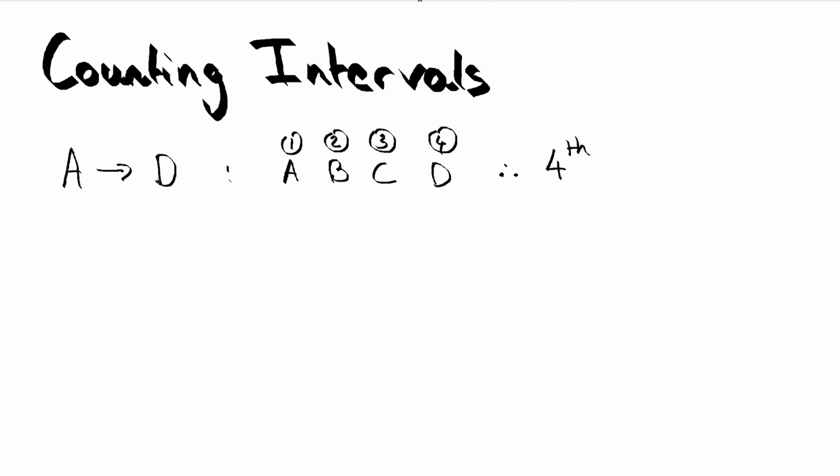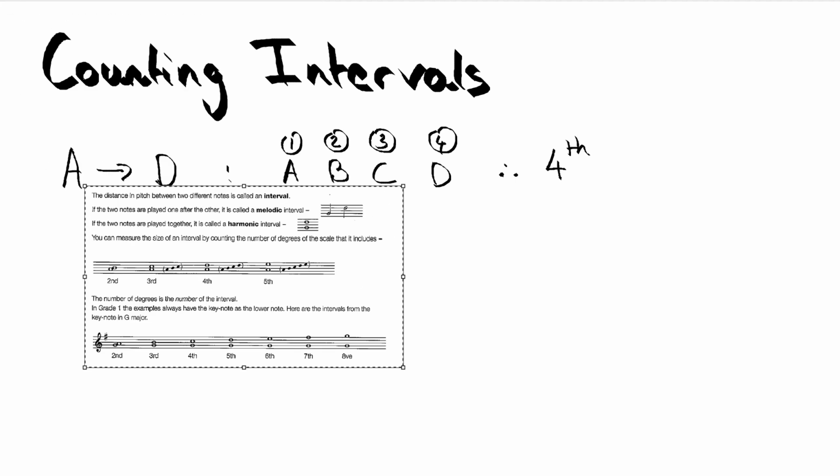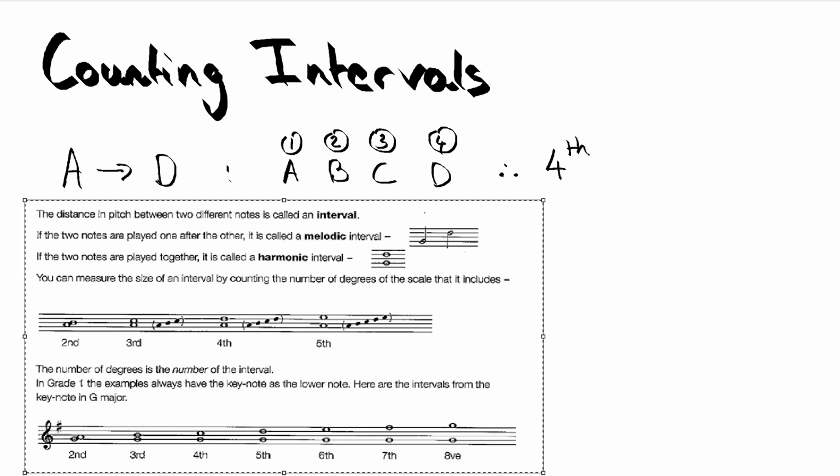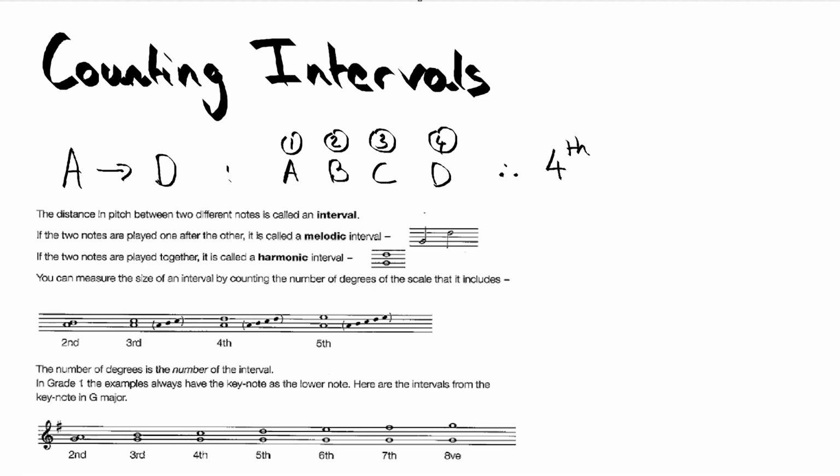So here are some intervals for you to learn and have a look at. The distance in pitch between two different notes is called an interval. If two notes are played one after the other, it is called a melodic interval because they're part of a melody. If two notes are played together, it is called a harmonic interval because it is part of a harmony.